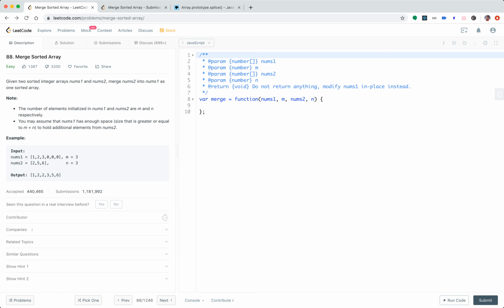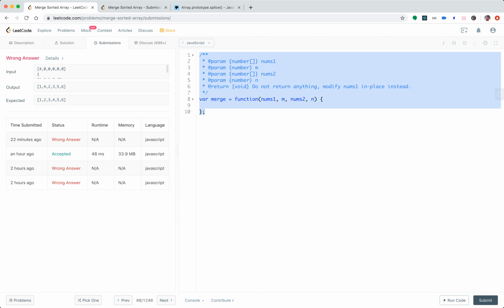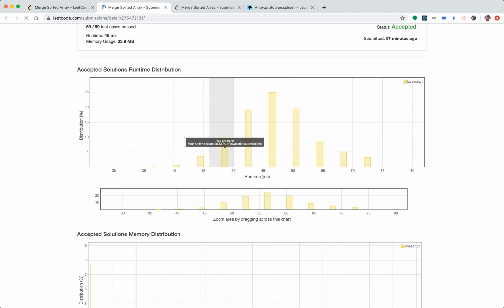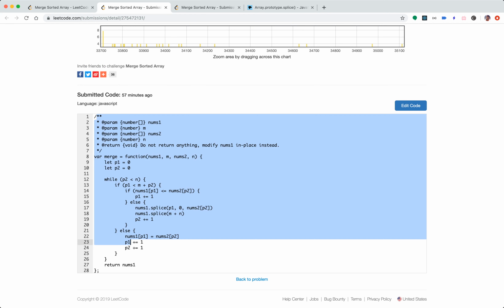How can we do it? But first, we just do the brute force one, because JavaScript has the splice operation. We can do insertion with the built-in method. I'll skip it because I have done it, and oh, wait a second, I have done it actually. It's very straightforward. I don't want to write it again. I'll copy the code here.